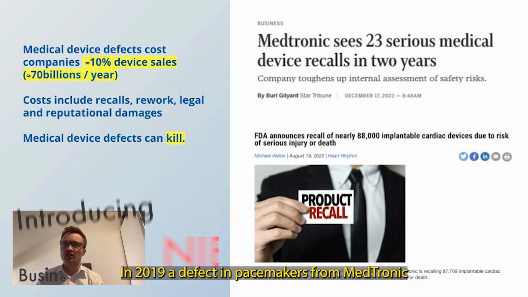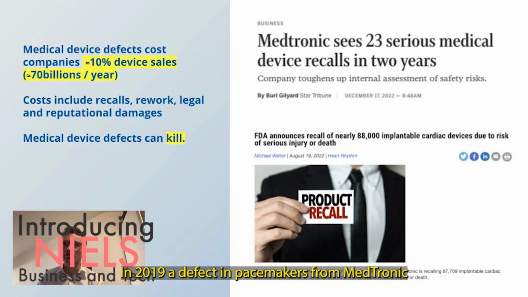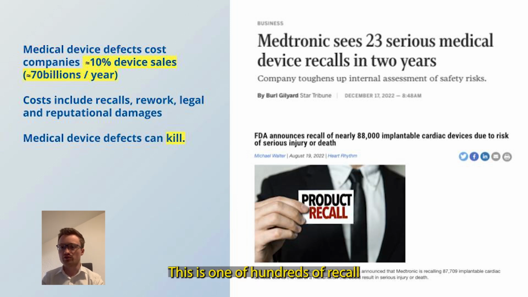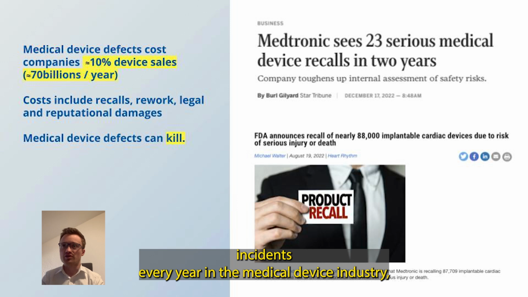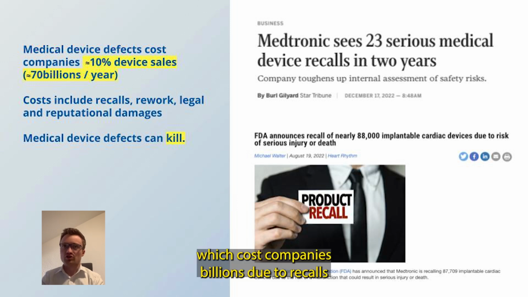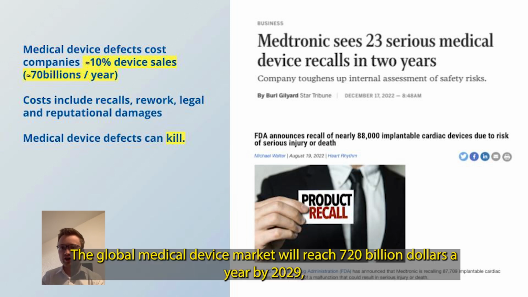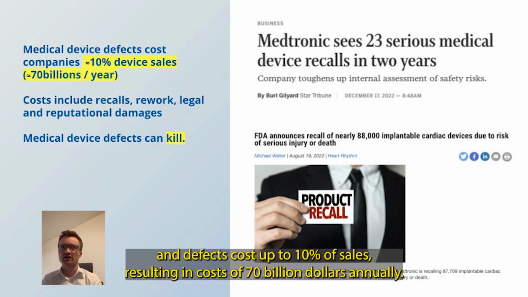In 2019, a defect in pacemakers by Medtronic resulted in 170,000 pacemakers being recalled. This is one of hundreds of recall incidents every year in the medical device industry, which cost companies billions due to recalls, rework, and legal and reputational damages. The global medical device market will reach 720 billion a year by 2029, and defects cost up to 10% of sales, resulting in a cost of 70 billion annually.